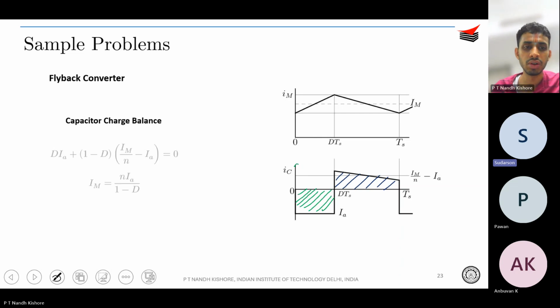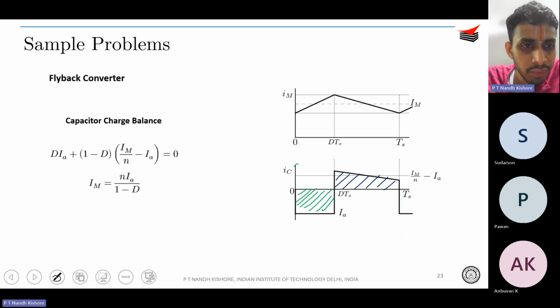Either you apply that or you just directly multiply the current. It depends on your wish. So the area is the same. Therefore, it is IA for this DTS period, so D into IA. I have neglected TS because you are going to get the TS term here also and here also. So D into IA during this period.